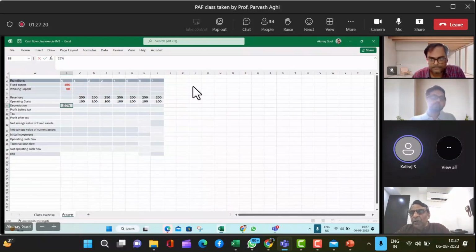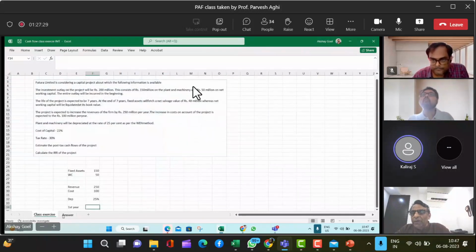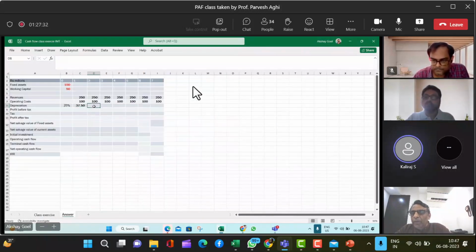Okay. Go to the first column. So what we'll do, we'll link it with 150 into, okay. And then next year, okay, very good. So do that. So Kaliraj, you are going to just calculate the depreciation for everything. Okay, enter. And then what we are going to do, multiply it by 25%. Okay. Next.